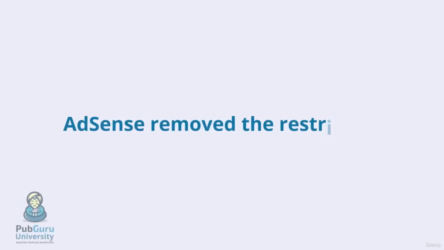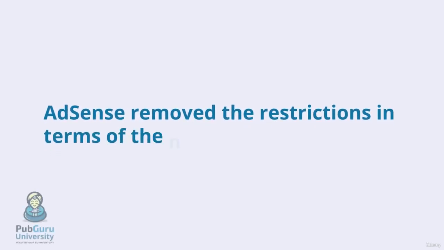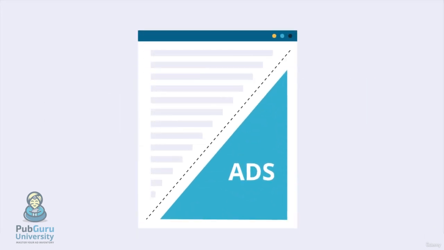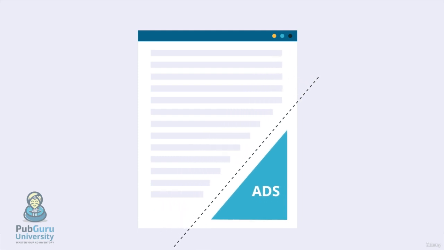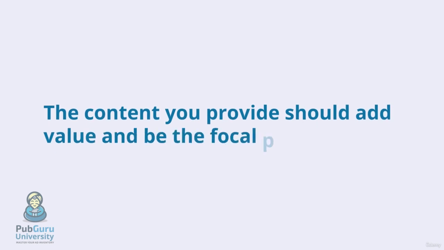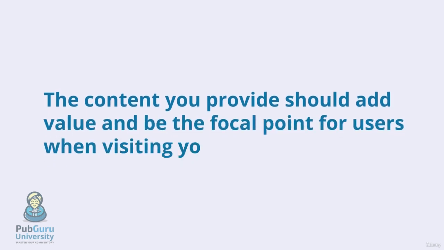AdSense removed the restrictions in terms of the number of ads you can run per page. But you need to make sure there's at least a 50-50 ratio between content and ads. You can have more than 50% content, but not the other way around. The content you provide should add value and be the focal point for users when visiting your site.